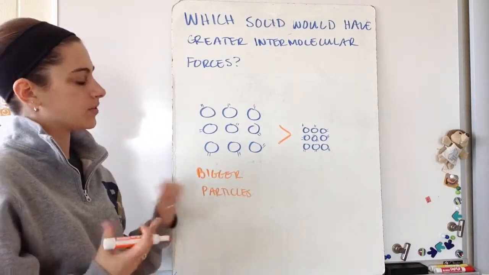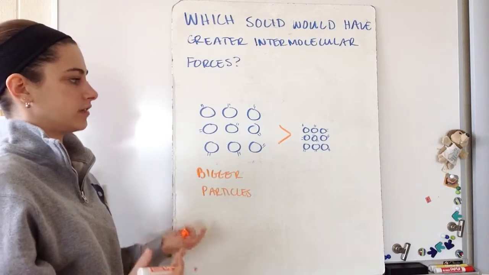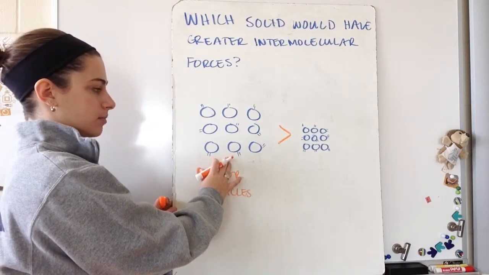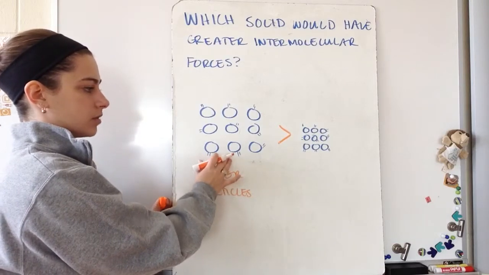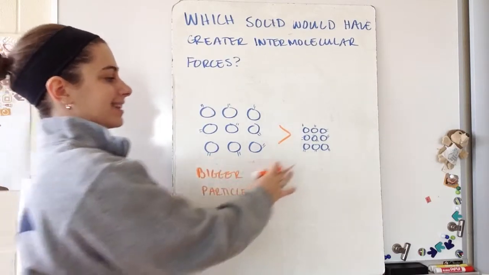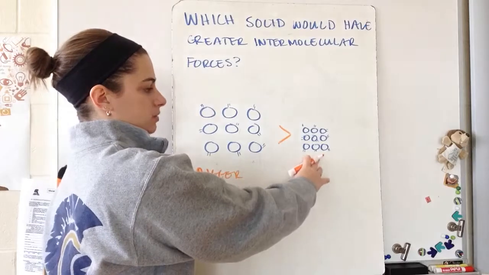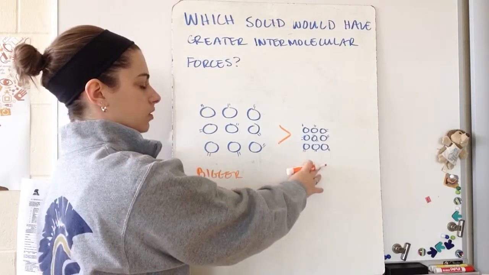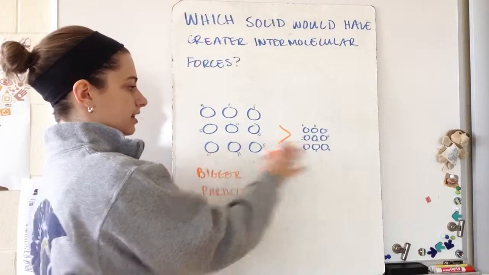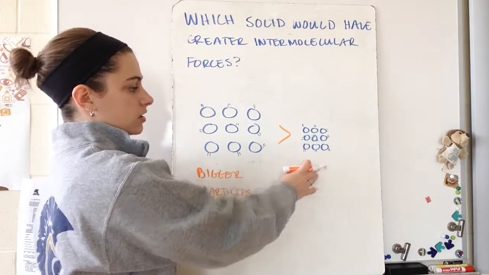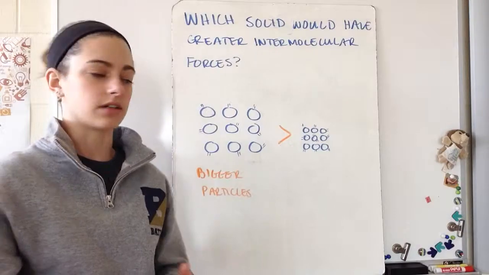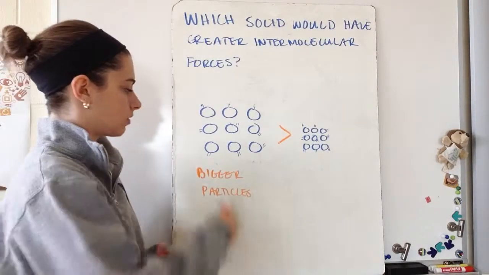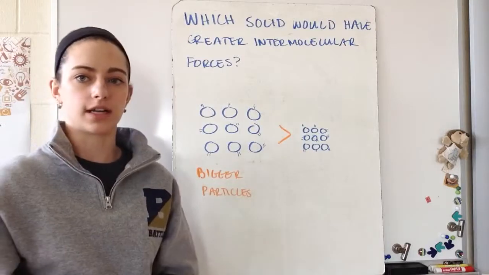Since these particles are bigger, they're going to hold on to each other more tightly than the smaller particles. Which means if we wanted to change each of these from a solid to a liquid, it would take a lot more energy to break the attractions for the solid with big particles. And it would take a lot less energy to break the attractions between the particles for the substance with the smaller particles. So the one with the smaller particles would melt considerably faster than this one because it has weaker intermolecular forces, where this one has stronger intermolecular forces.